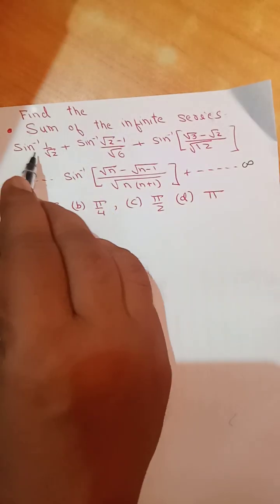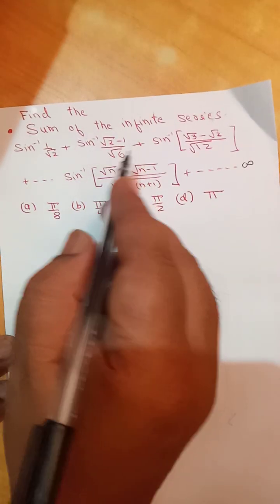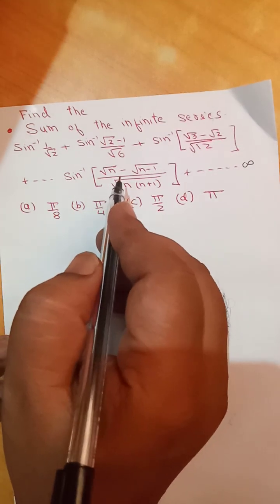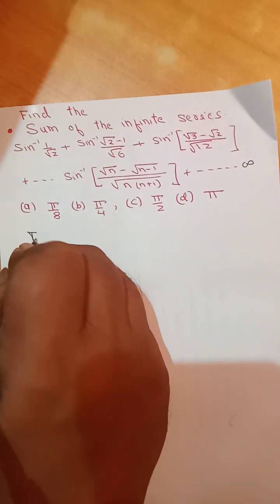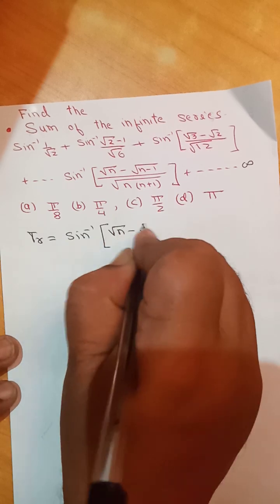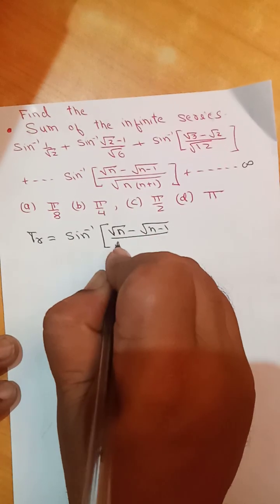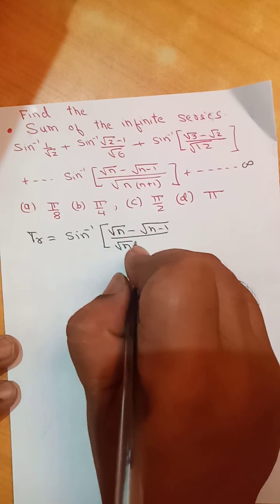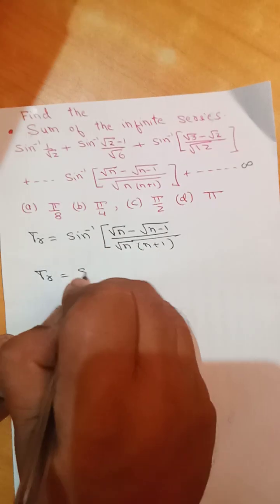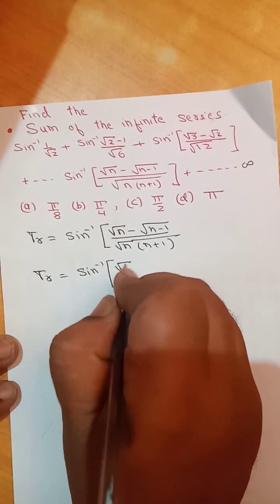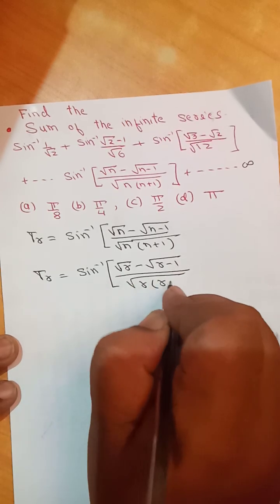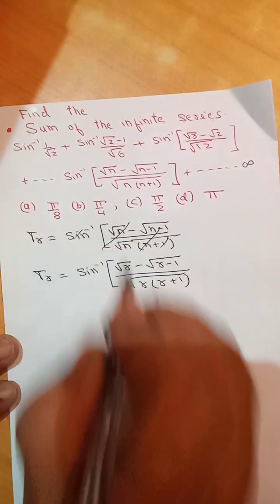If the series is in the form of sine inverse or cos inverse, you should first try to convert it into tan inverse form. It can then be easily solved. First, the general term: T_R is equal to sine inverse of (root R minus root R minus 1) by root of R into R plus 1. It is a general term.